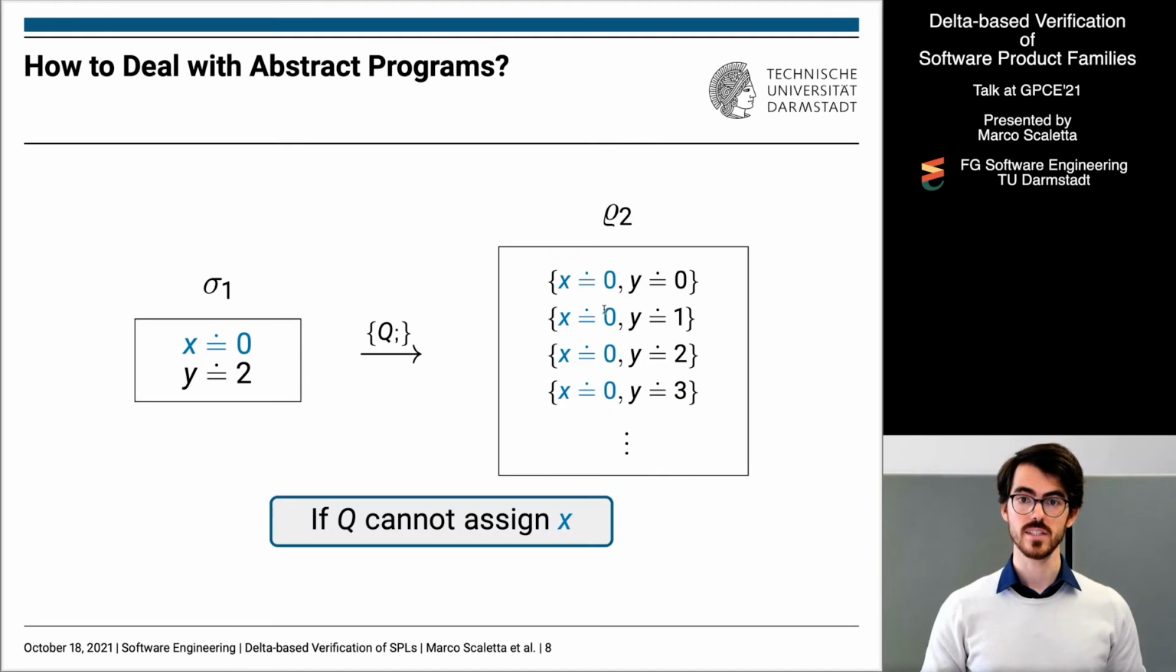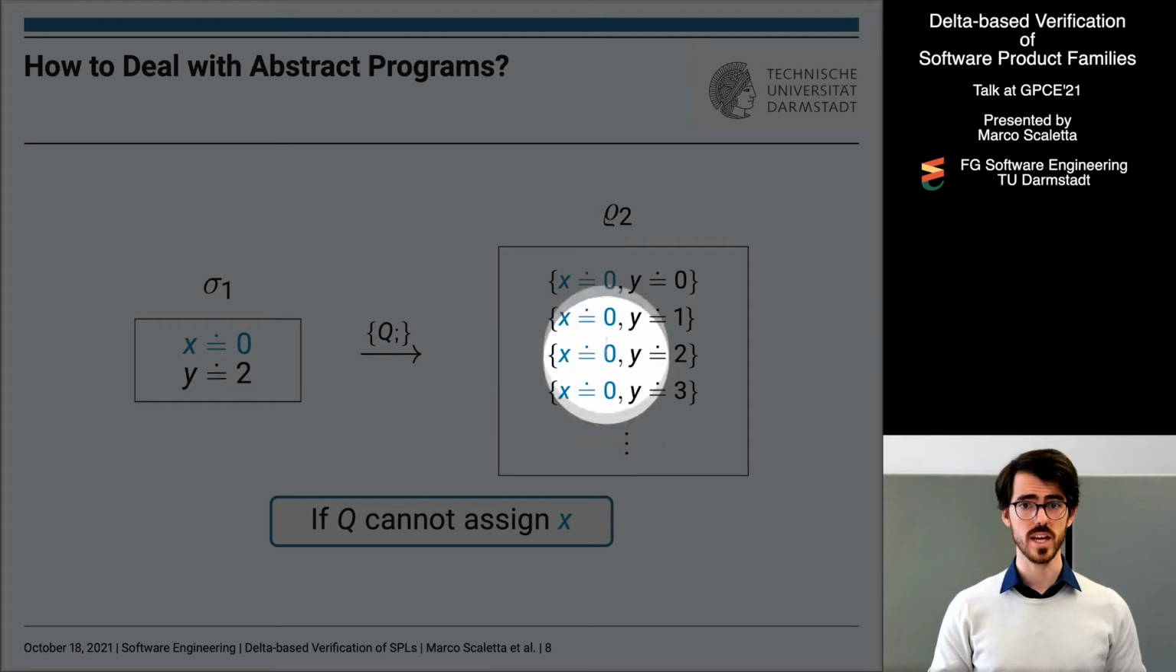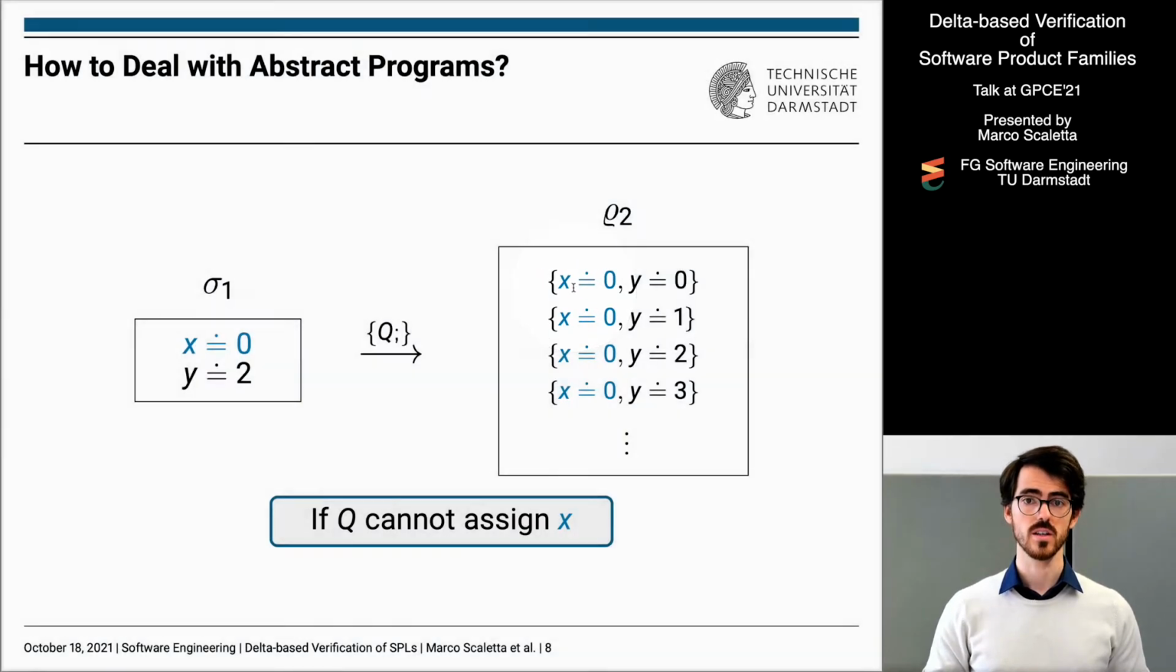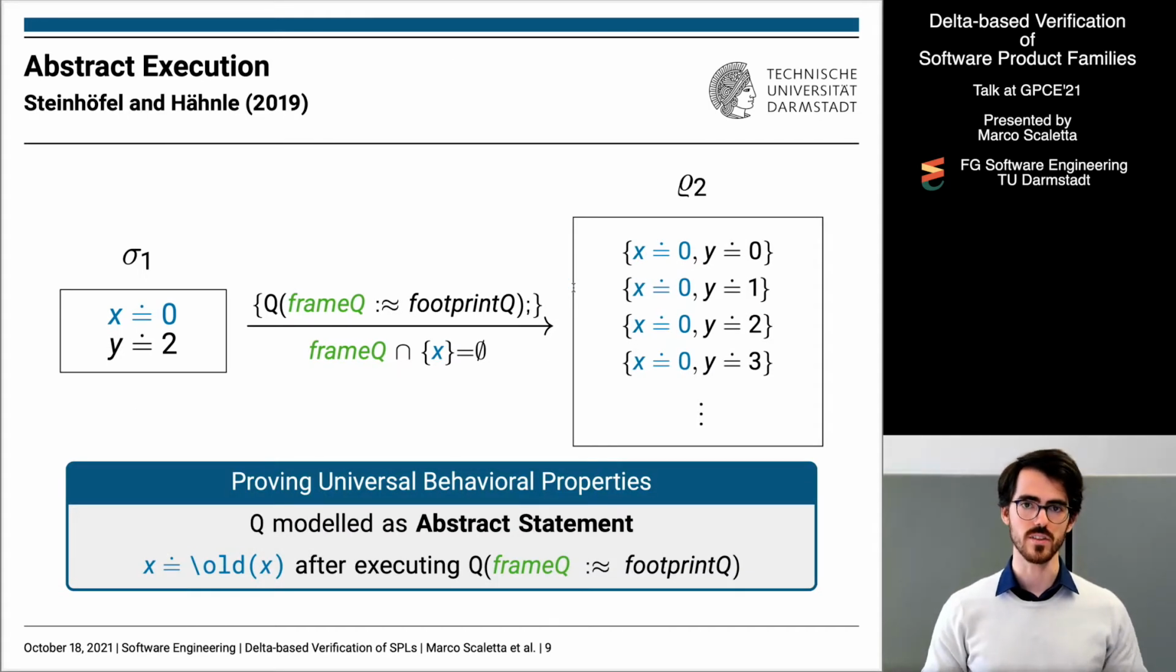And the idea is that if we constrain the frame or the assignable clause of the abstract program Q, then we are able to say, for example, that all the states in rho 2 have as value of x 0. How can we verify this property? Well, we can do that with abstract execution. We are able to prove universal behavioral properties, for example, that after executing Q with a frame that doesn't contain x, the new value of x is equal to the old one.